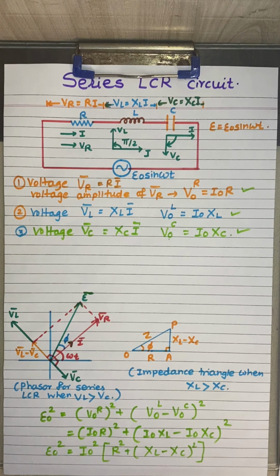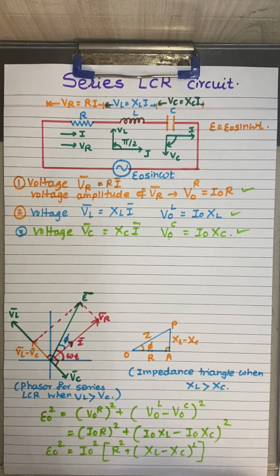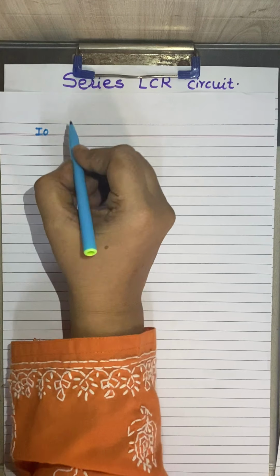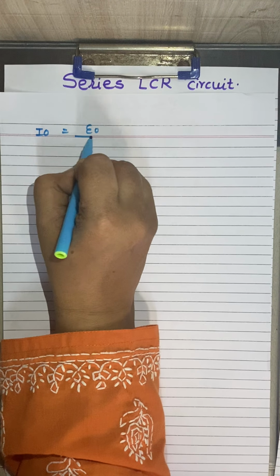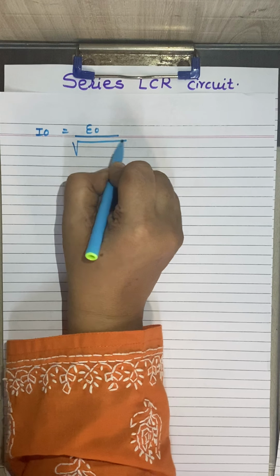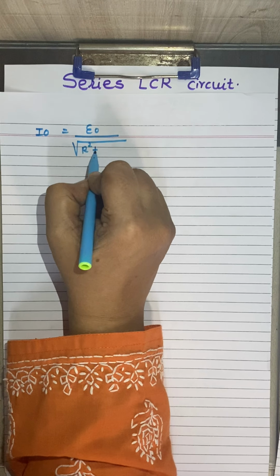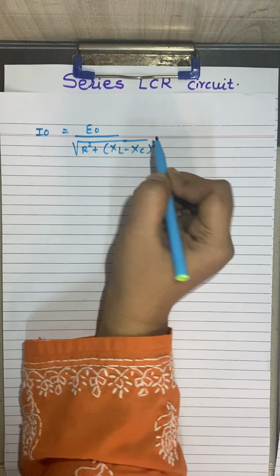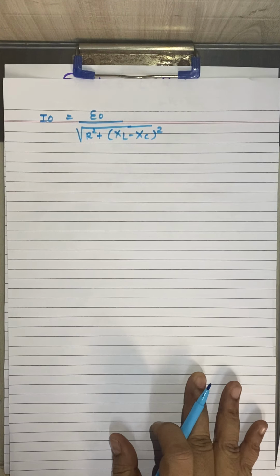Now I will consider this equation to find the value of I naught, because we want the value of I naught also. So for that we are again considering this equation in terms of I naught. I naught is equal to E naught upon under root of R square plus (XL minus XC) bracket square. So I got the equation now.